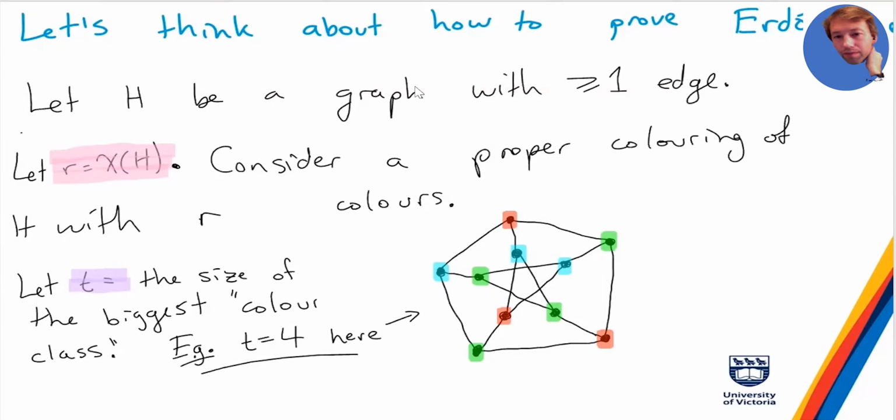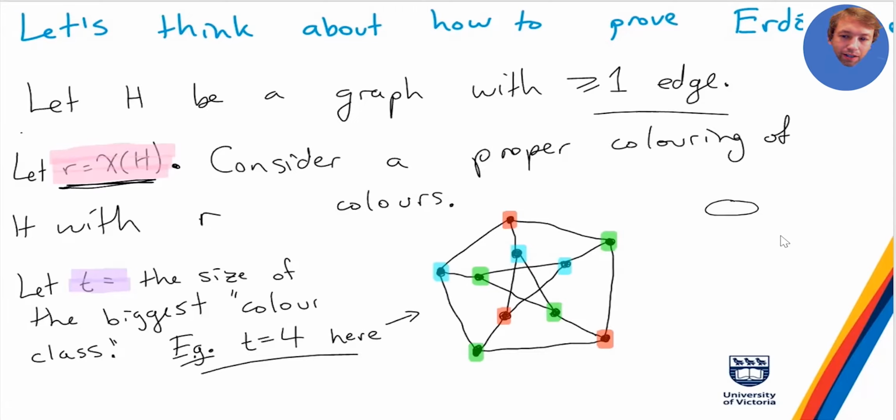Let h be a graph with at least one edge. Let's say that r is chi of h, right? So there's some way to color the graph with r colors. For example, here we've got the Petersen graph. The vertices are colored blue, green, and red. How many blue vertices are there? There are 3 blue, 4 green vertices, and 3 red ones.